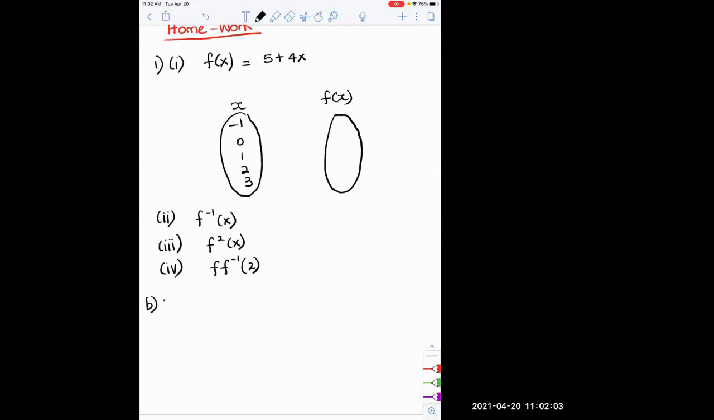Part B, part 1, using a ruler, draw the following lines: x is equal to 1.5 and x plus y is equal to 6.